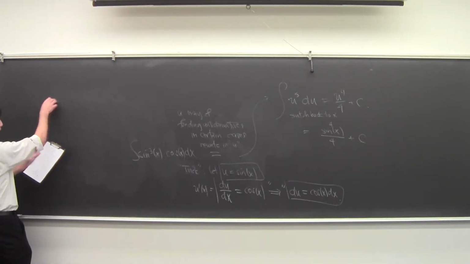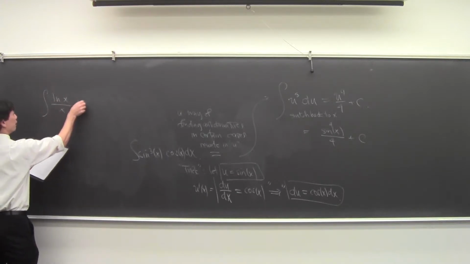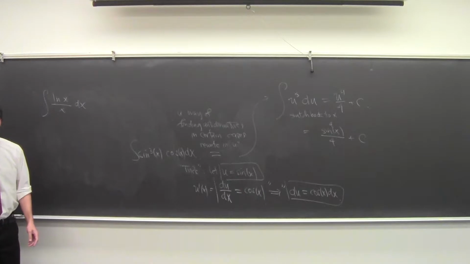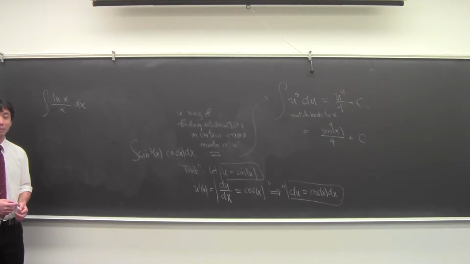So here's an example. Try this one. Think of what you would choose as your u, and then evaluate it. Turn to somebody nearby and tell them what you did.